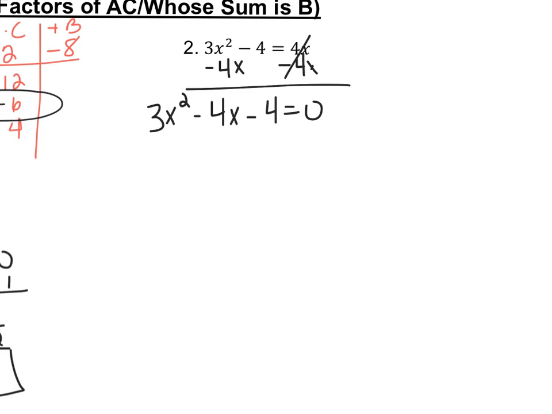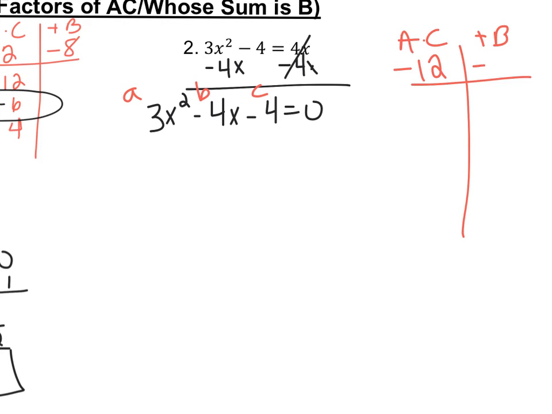Okay. So once we move everything over, we do have an A, a B, and a C. We're looking at what goes into B. So we make our factors of AC, -12, and B is -4, but they have to add to B. So I did hear that AC is -12. That is correct. But they have to add together to give me -4. What are all of my factors of 12? 1 and 12.